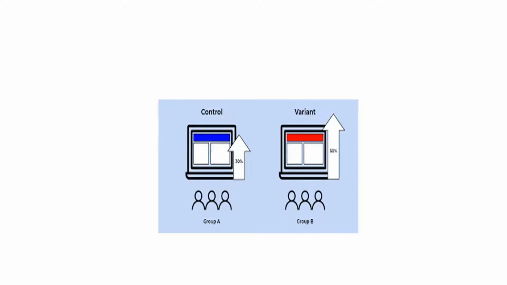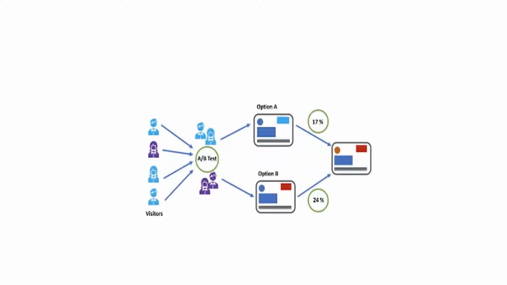What is A/B testing? A/B testing is a basic randomized control experiment. It is a way to compare the two versions of a variable to find out which performs better in a controlled environment.